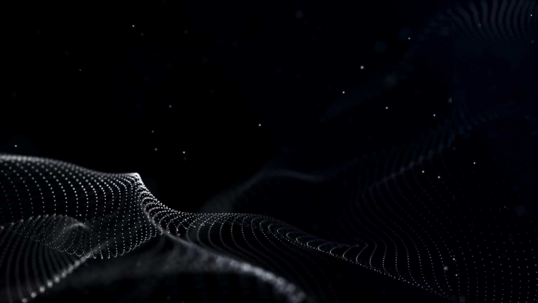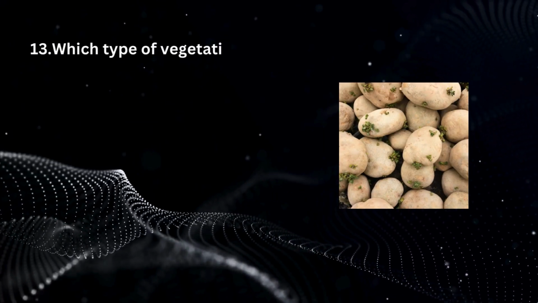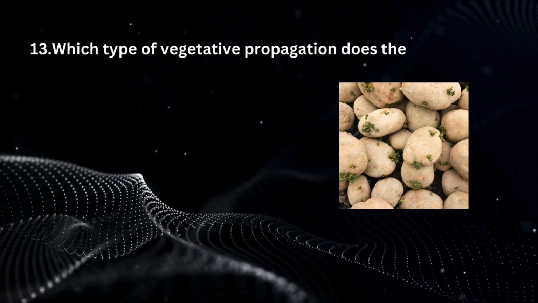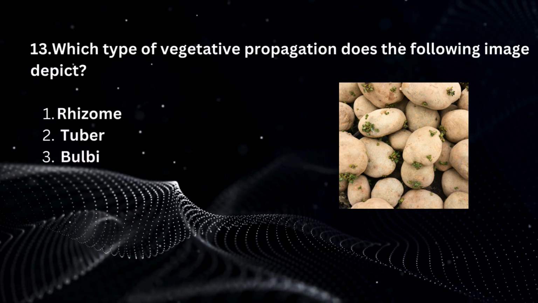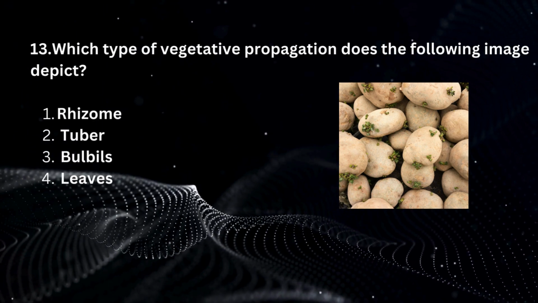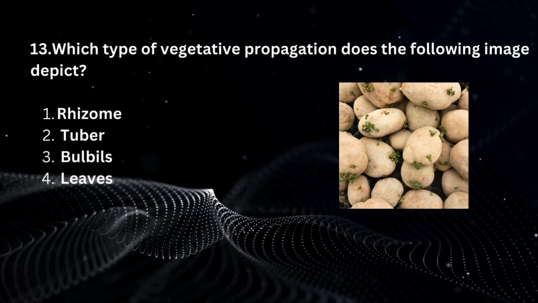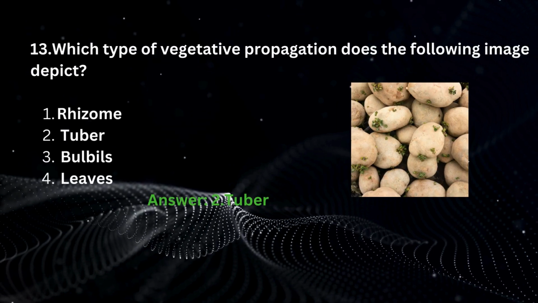Heterosporous. Question number 13, which type of vegetative propagation does the following image depict? 1. Rhizome. 2. Tuber. 3. Bulbous. 4. Leaves. The answer is 2.